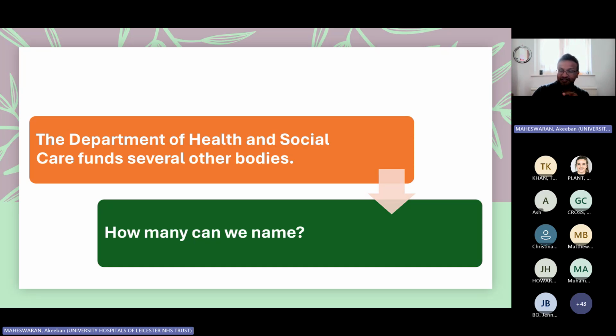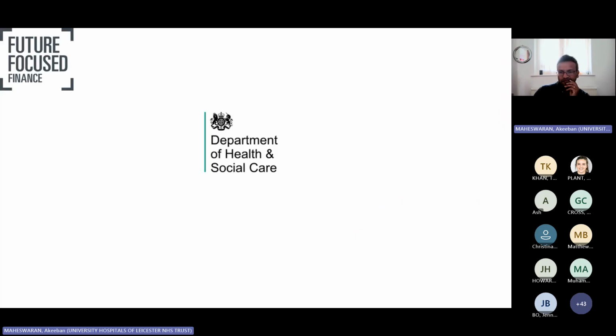So ICBs and primary care networks come out of NHS England's money. So you have NHS England, then you have the ICBs and primary care networks. All we're going to do is remove the NHS England component, so it'll go Department of Health and Social Care, ICBs, primary care networks. NIHR does get some money from it, but it's not strictly speaking an arm's length body. Volunteer services are charities. They might get some grants for providing certain services, but they're not funded and not deemed an arm's length body.